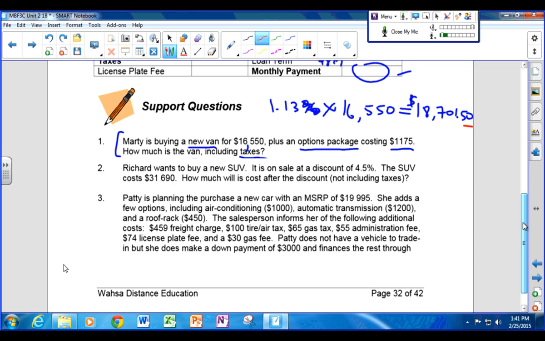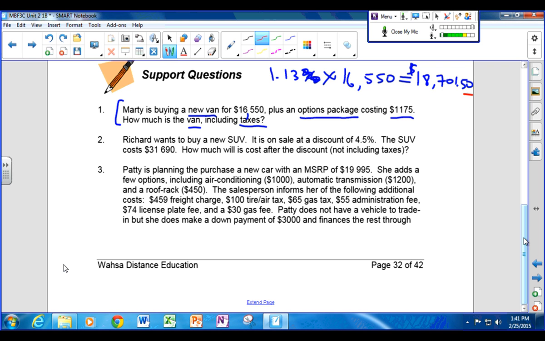Now, for question 2, it says Richard wants to buy a new SUV, like a Ford Expedition or a GMC Yukon. Is that an SUV? I'm not really sure. What's the really big one? There's one humongous one. Anyway, Chevy, no, Bronco, no, that's not it. So there you go. He wants to buy a new SUV. It's on sale at a discount of 4.5%. Oh, that's pretty good. How much will it cost after the discount, not including taxes?